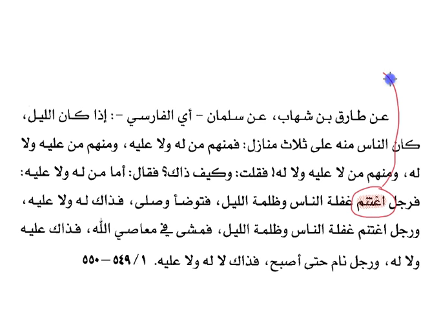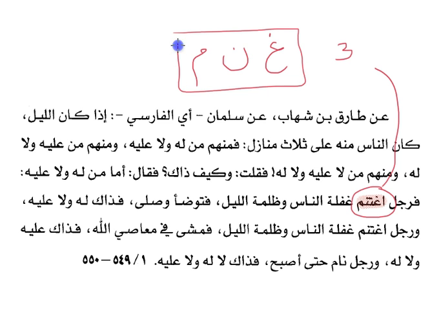Okay, so if we take this out over here, the root letters of this word come down to 3 letters, and here they are: ghain, noon and meem. Okay, and this is something you have to remember to use a dictionary. You have to go down to the root letters of this word itself. So ghain, noon and meem.